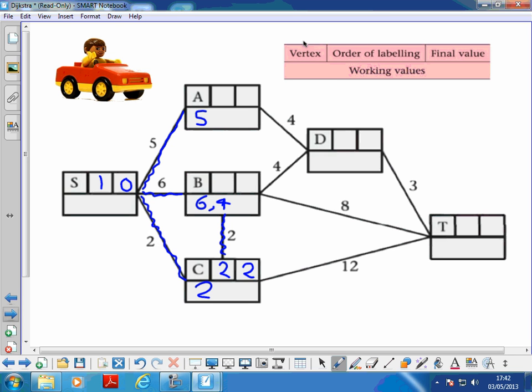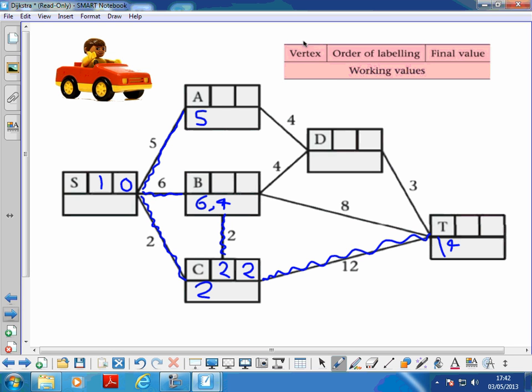We also need to update from C to T, because we update from everything we've just been to. So we update along there. So this working value is going to be 2 at 12, 14. So that means we could get to T, the distance of 14, but it may not be the smallest. What's the smallest working value that we've got? It's 4. Brilliant, it's 4.